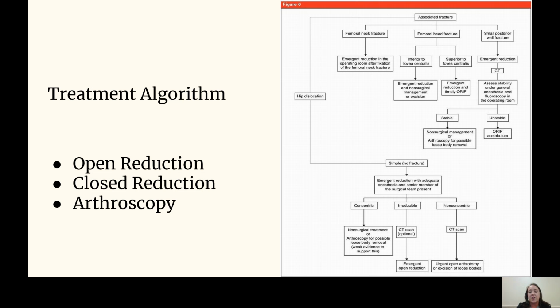Closed reduction is the most preferred, and it's wanted to be done within 6 hours of the injury. If it isn't performed within 6 hours, that's when they have to do either open reduction or arthroscopy. Those are the more intense treatments.